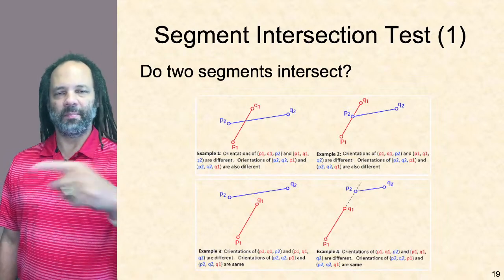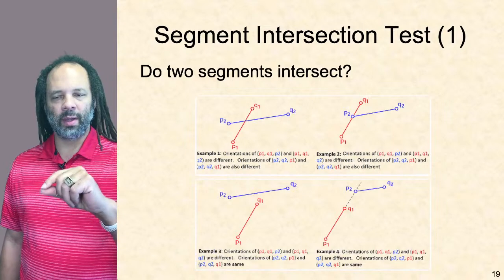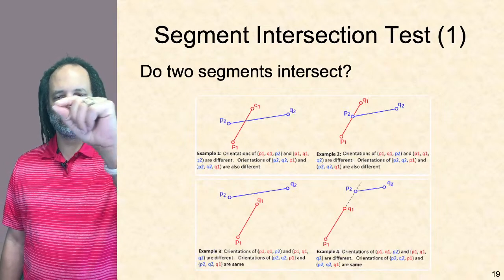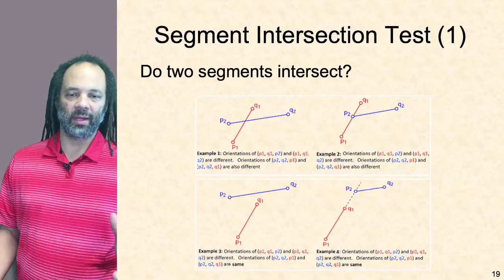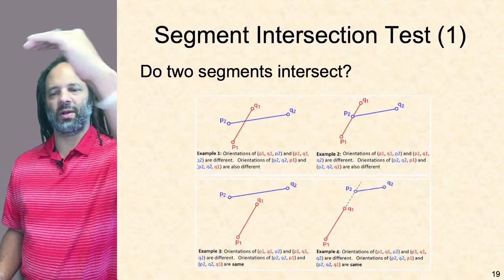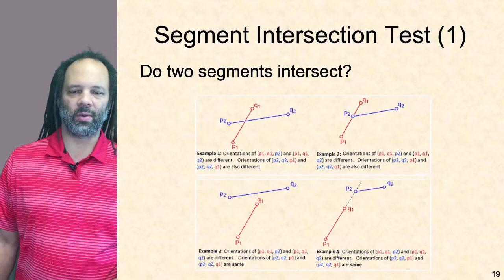So let's take the P version. We'll go P1 to Q1 to P2 back to P1. That's a triangle, and you see that those points are arranged counterclockwise.